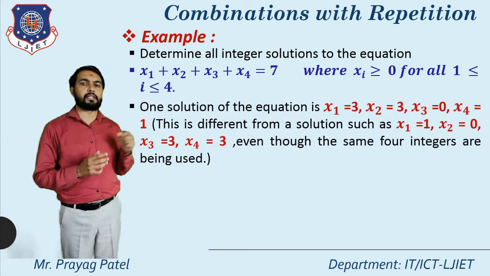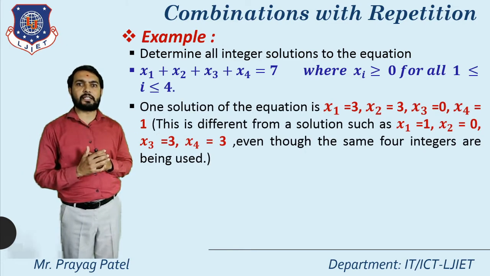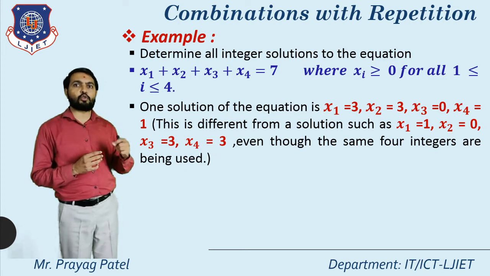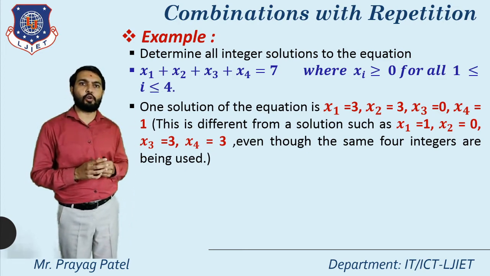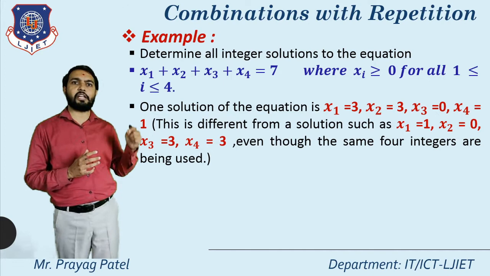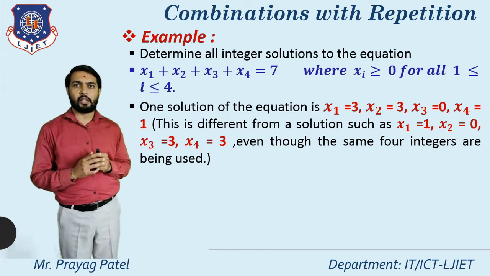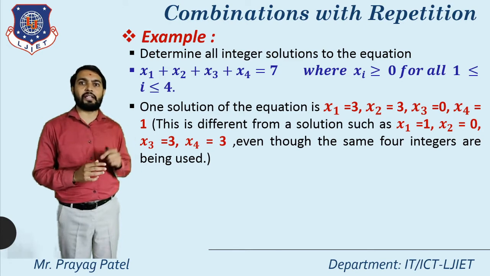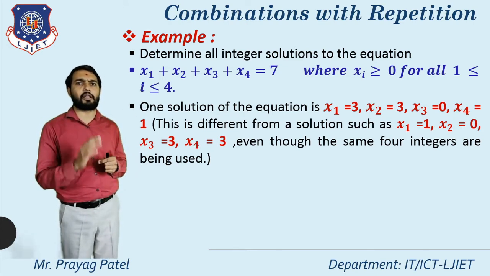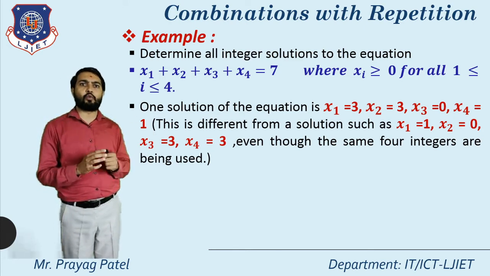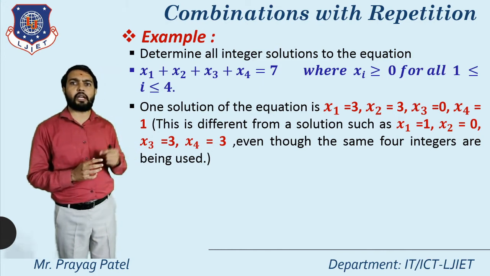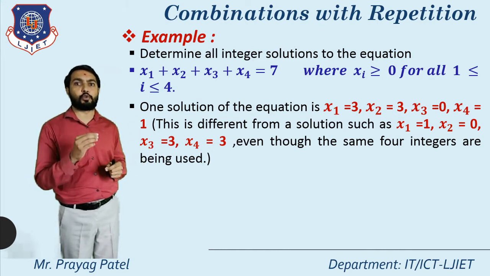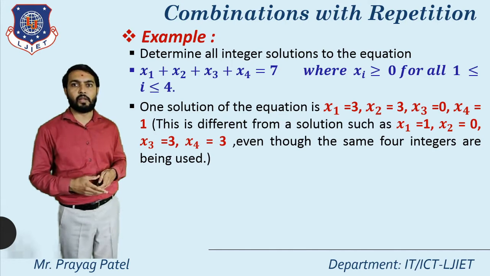Now for this, one solution is x1 equal to 3, x2 equal to 3, x3 equal to 0 and x4 equal to 1. So 3, 3, 0, 1 is one solution. If we use the same numbers 3, 3, 0, 1, there are so many possibilities. For example, x1 equal to 1, x2 equal to 0, x3 equal to 3 and x4 equal to 3. This is another solution using the same numbers.